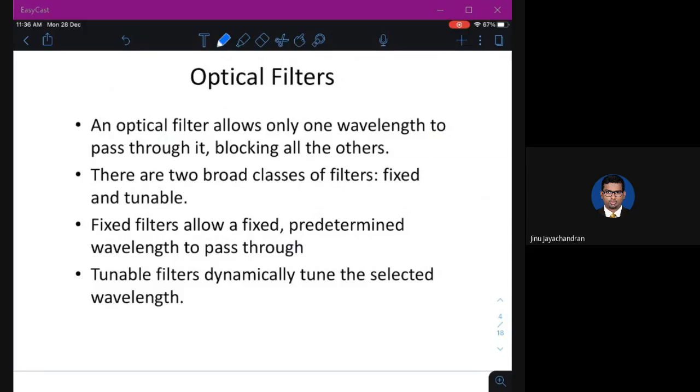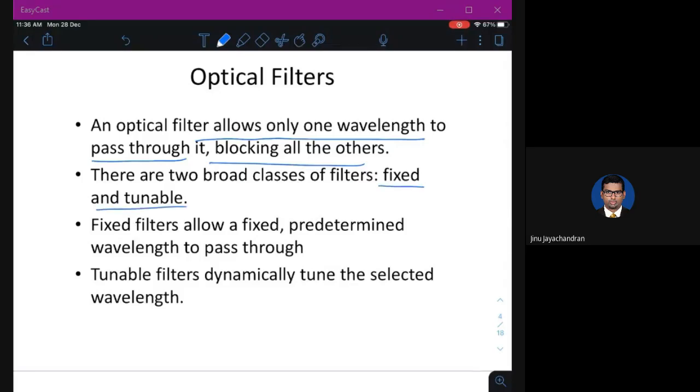So an optical filter allows only one wavelength to pass through it, blocking all other things. So in diffraction grating, you are not blocking any particular wavelength, you are separating out all the wavelengths. An optical filter will make sure that there is only one wavelength which is passing through it and blocks all others. And your optical filters can be classified into fixed filters and tunable filters.